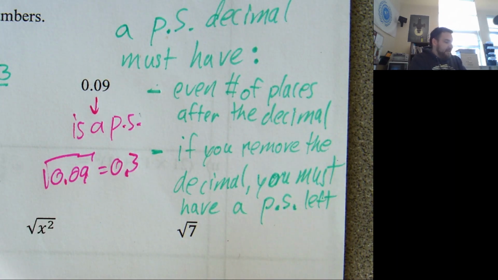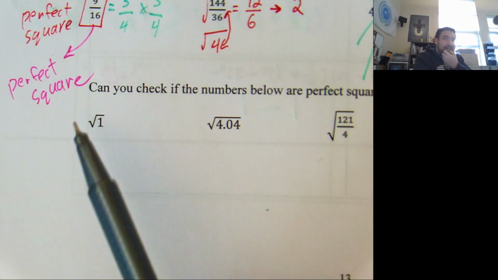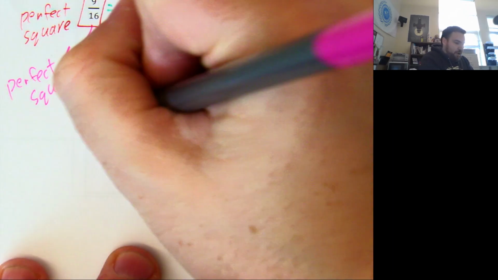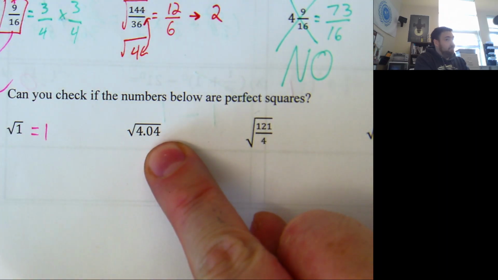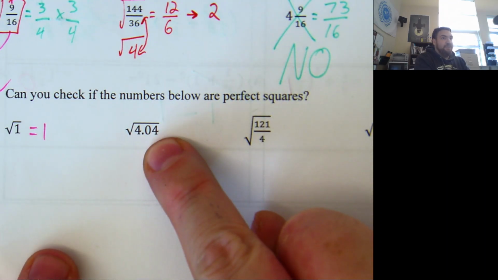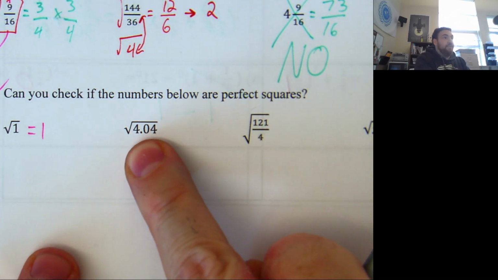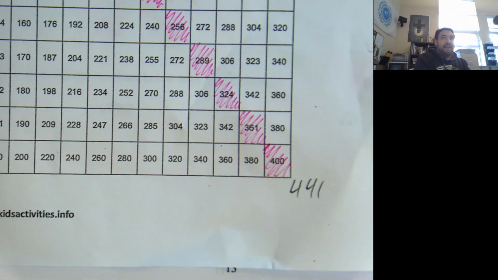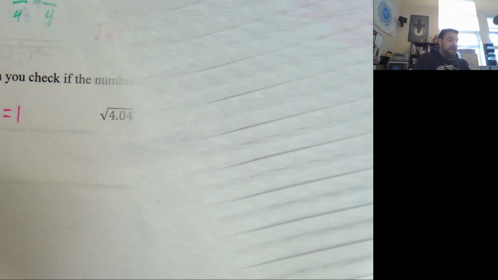Well done. Okay. Let's take a look at some of these. How about this guy? Is that a perfect square? Yeah, it is. Square root of 1 is? 1. Cool. How about this guy? Okay, so it's a decimal. Does it have an even number of places after the decimal? Yeah. Okay, check. First thing. Now, if we ignore the decimal, we're left with the number 404. Is 404 on the diagonal list? No, it's not. So therefore, this thing is not a perfect square.